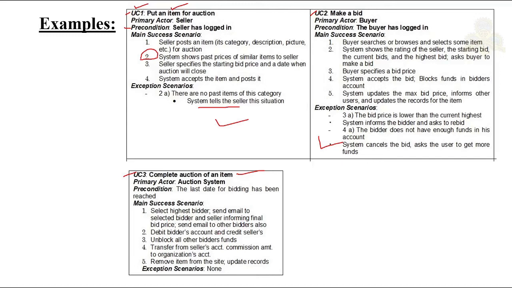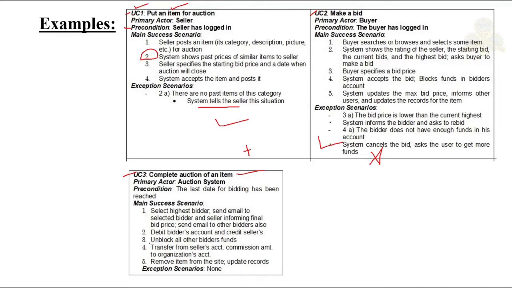This particular bidder has bid the highest price, so he will get the book. Then what does it have to do? It has to debit the bidder's account and credit it to the seller's account. It has to debit from the bidder's account and credit to this particular seller's account.